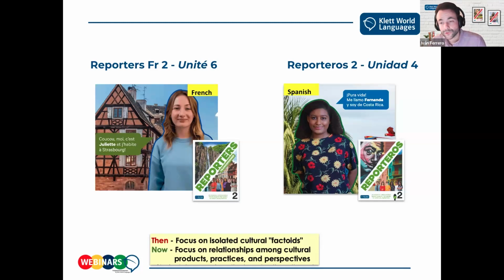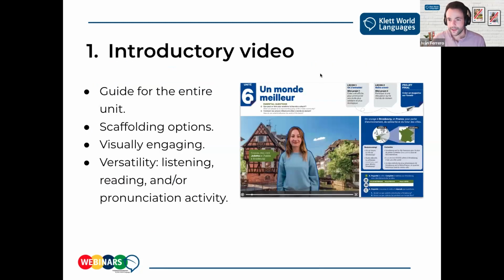For Reporter Francophone 2, they're coming from Unité 6, for those of you that are using the book, and for Reporteros 2, they come from Unidad 4. So we are going to be seeing a lot of these two wonderful girls, Juliette and Fernanda, who are going to be ambassadors to their land. The French unit takes place in Strasbourg, a city in France at the border with Germany, and the Spanish one takes place in Costa Rica.